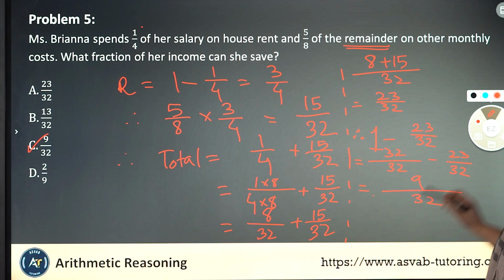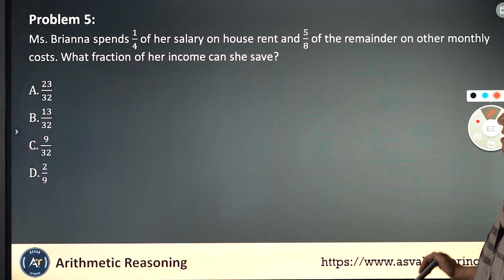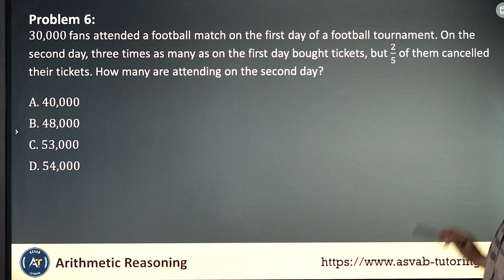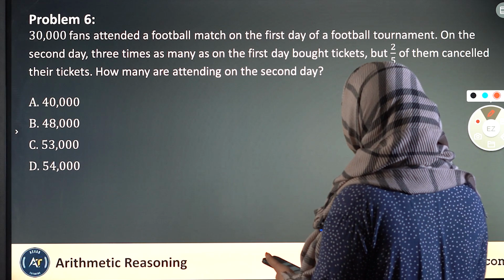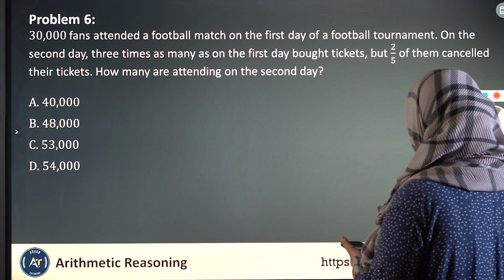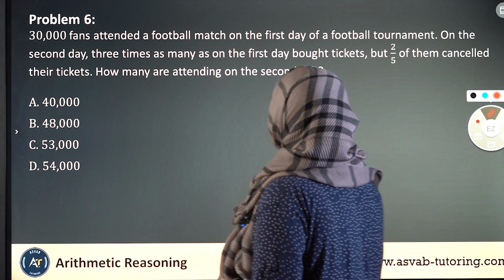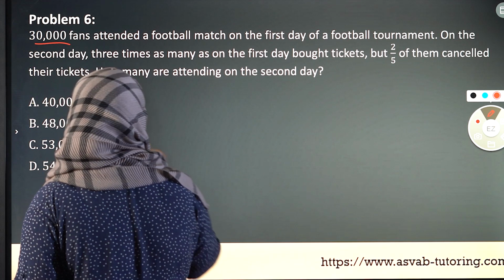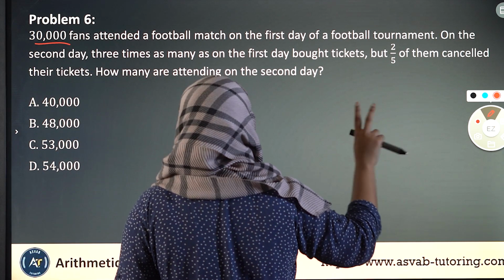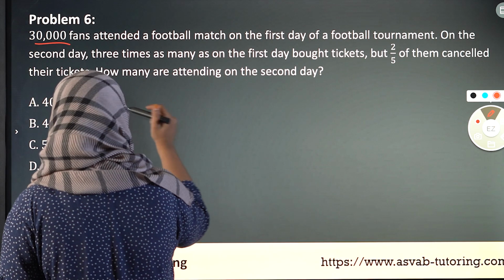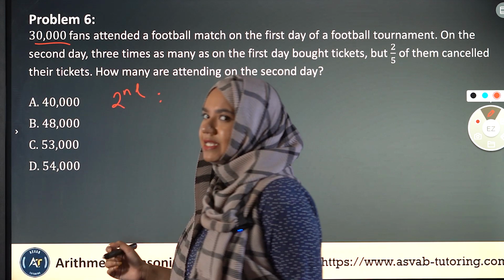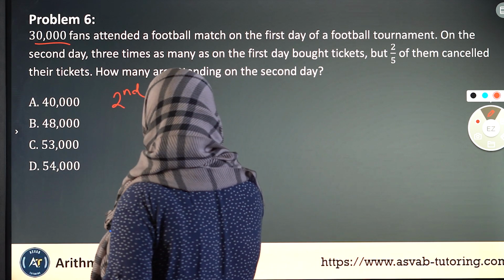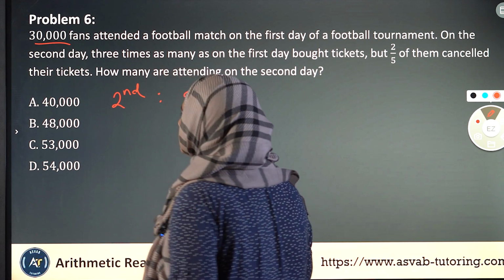Let's now move on to problem number 6. 30,000 fans attended a football match on the first day of a football tournament. On the second day, 3 times as many as the first day bought tickets. All right. So, first of all, 30,000 fans attended on the first day. And on the second day, 3 times, right? So let's now figure out how many tickets were bought on the second day, all right?